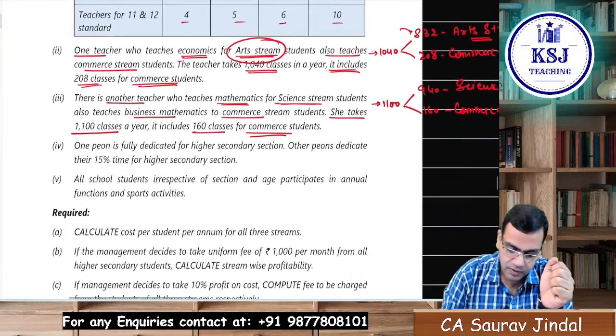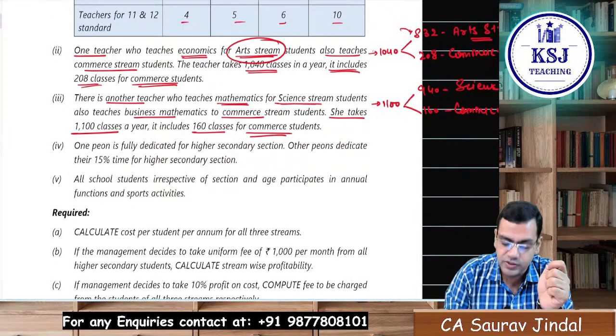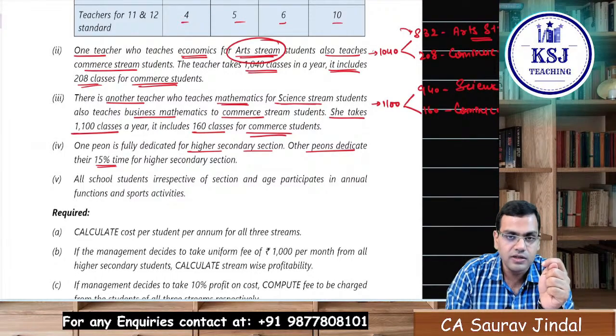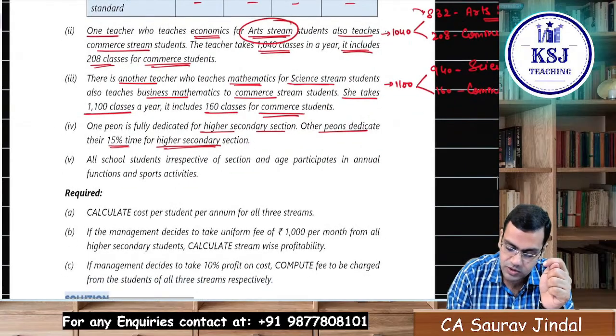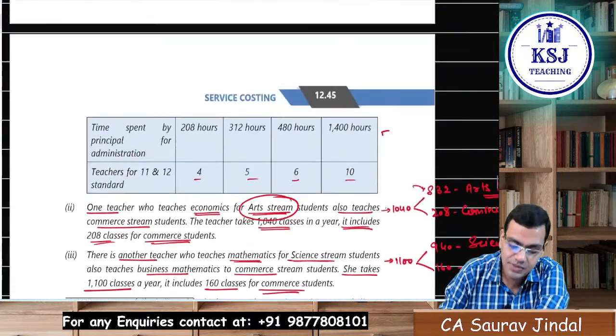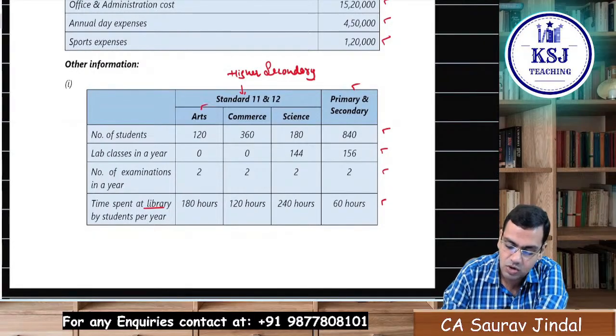Okay, next is one peon is fully dedicated for the higher secondary section. Other peons dedicate their 15% time for the higher secondary section. All the school students, irrespective of section and age, participate in the annual function and sport activities. Calculate the cost per student per annum for all the three streams. Three streams means arts, commerce and science.